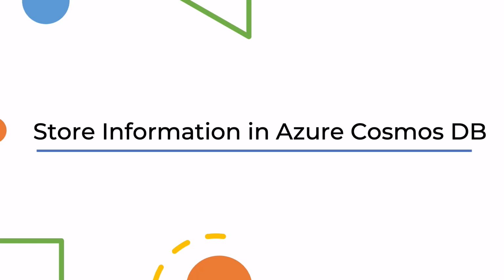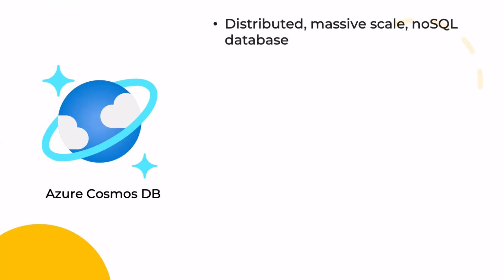Another data store is Azure Cosmos DB. Let's look at that one. Cosmos DB is a database, and as with everything in Azure, it is massive scale and it is distributed. And is also NoSQL, so it doesn't work with tables with rows and columns.